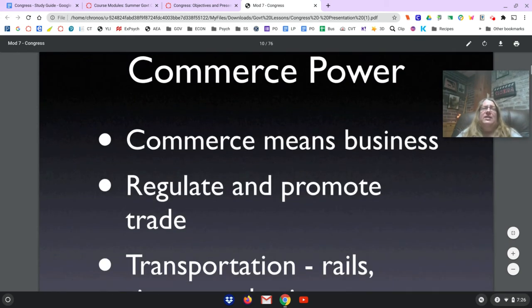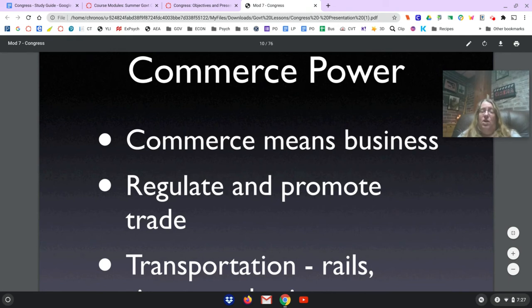The third power that's delegated is called the commerce power. Commerce means business. And we've had a chamber of commerce. That means they work with businesses to promote and expand trade. And that's what our federal government is supposed to do as well. Our federal government is supposed to regulate and promote trade. So things like having copyrights and patents and trademarks, things like having a good road system, things like having a post office, those all contribute to a strong economy and strong commerce, good trade.